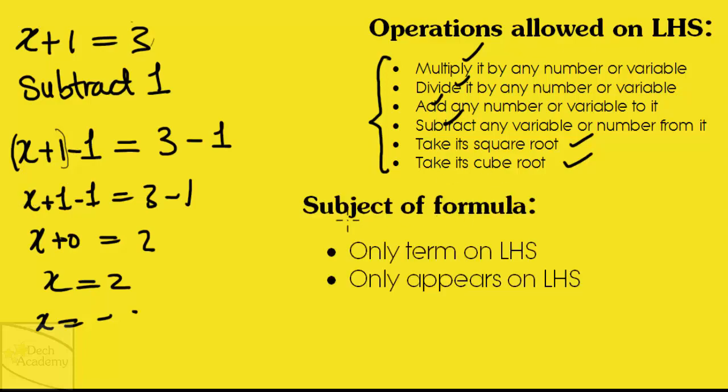So like I was saying, in the solution, x is equal to 2. x is the subject of the formula. We started with this equation, and now we've made x the subject of the formula. x is the only term on the left hand side. x only appears on the left hand side. There's no x anywhere on the right hand side. In fact, on the right hand side, we only have 2.